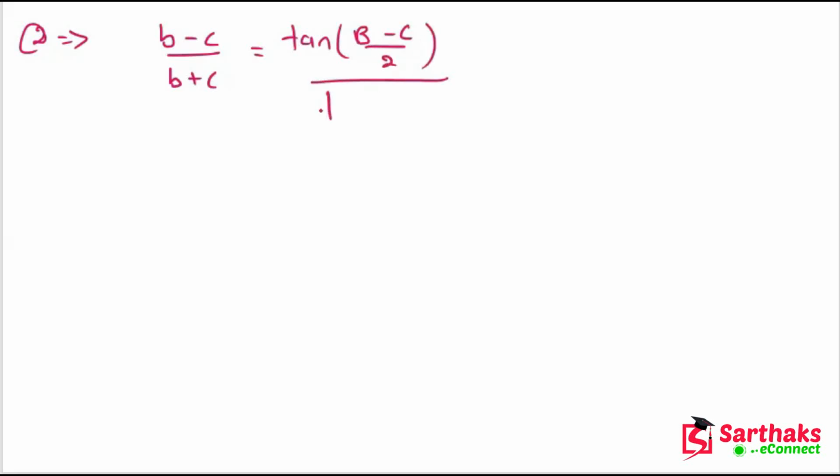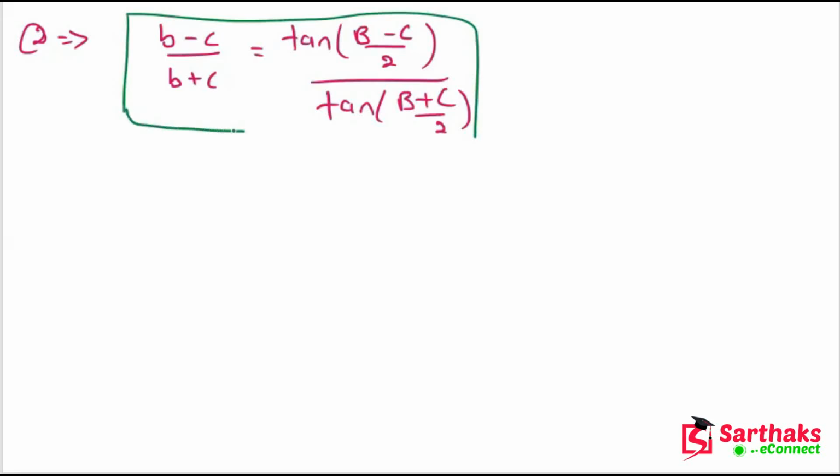Now the second formula is (b minus c) upon (b plus c), which is equal to tan((B minus C)/2) divided by tan((B plus C)/2). So this is the second formula of this law.